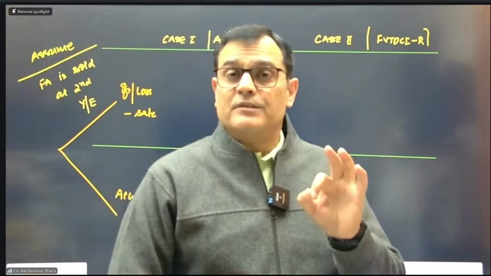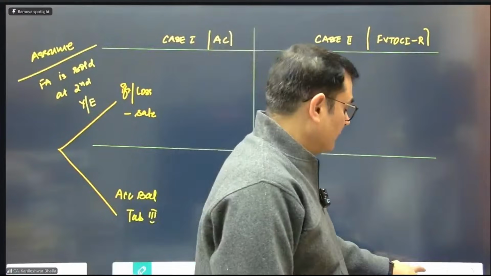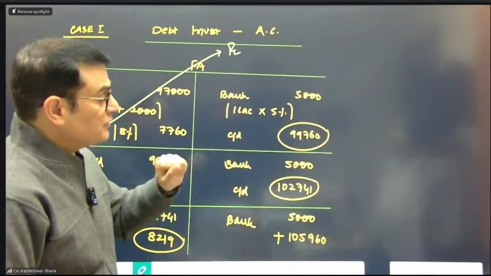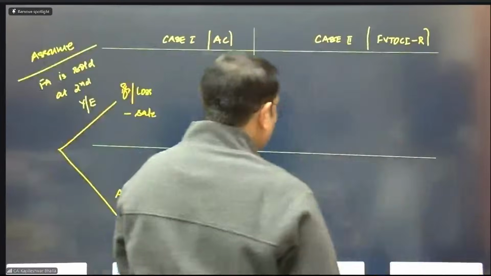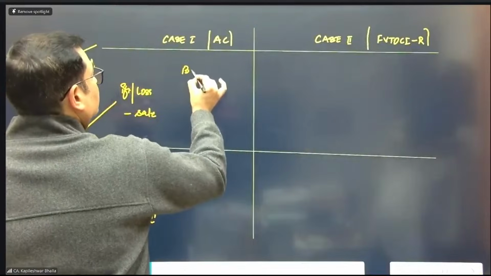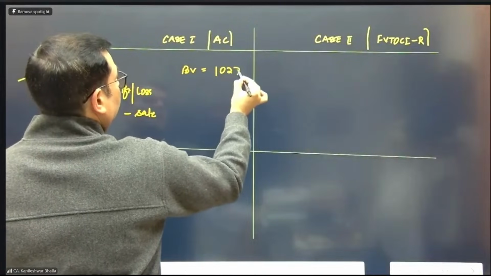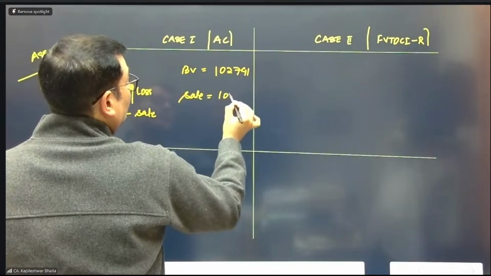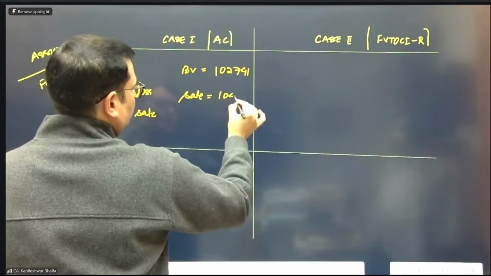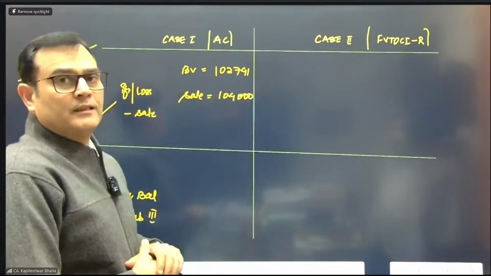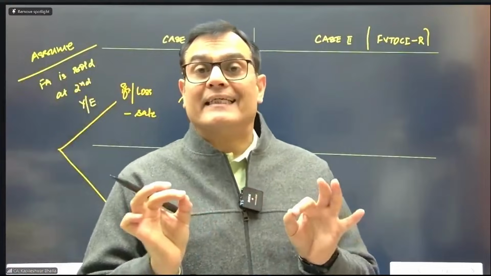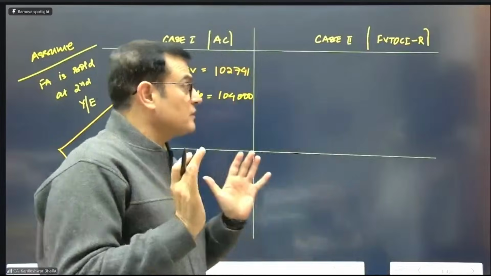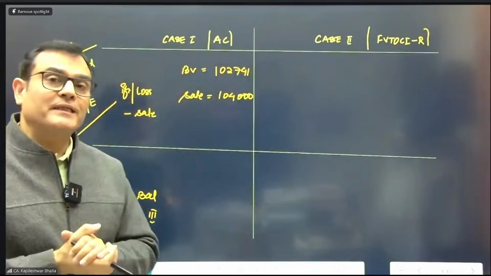Now, in case number 1, let's see what the book value is at the end of the second year. Can I say the book value at the end of the second year is 102741? And I made a sale of this investment at, I guess, 1,10,000? No, 1,04,000. So the book value in terms of AC is 102741 and the sale is made at 1,04,000.